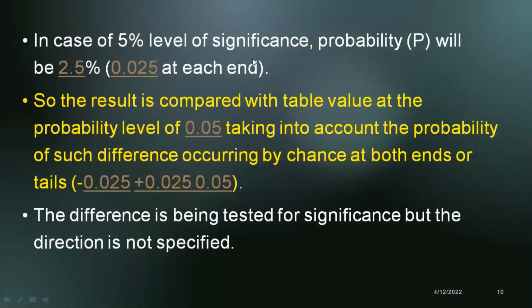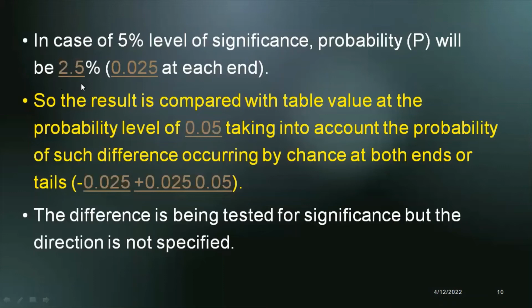In case of 5% level of significance, probability P will be 2.5%, or P will be less than 0.025 at each end. So we need to divide this by 2. On one side of the normal curve, it will be 2.5%, and on the other side of the normal curve it will be 2.5%. So it will be a one-tail test.